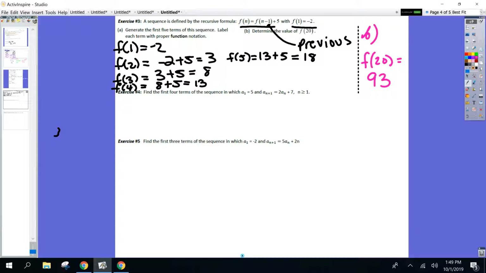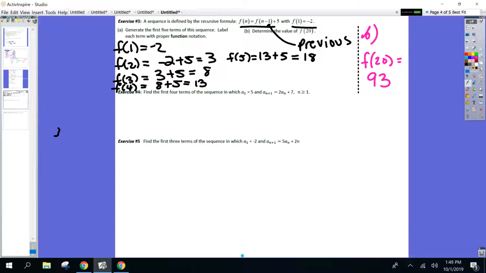And Aiden, yes, there is a quicker way, which we'll learn tomorrow. How to get there like that instead of going 1, 2, 3 all the way to 20. There is a quicker way. Everyone good? All right, how about this recursive formula next?